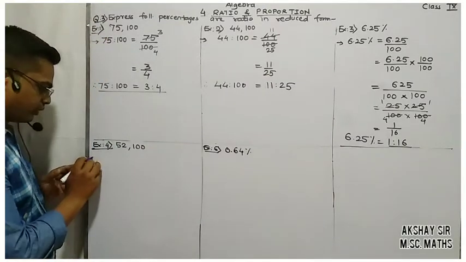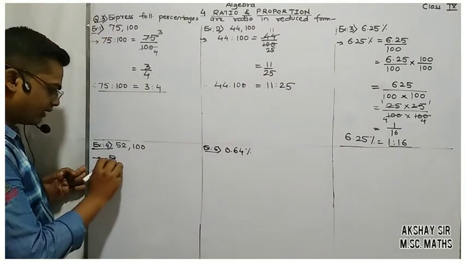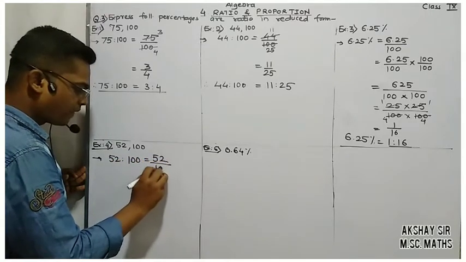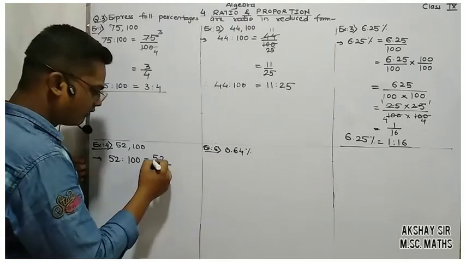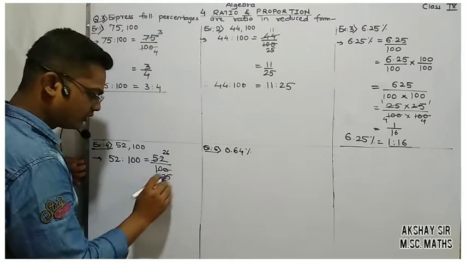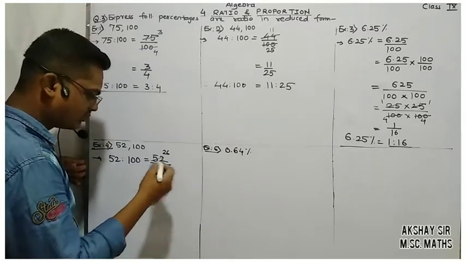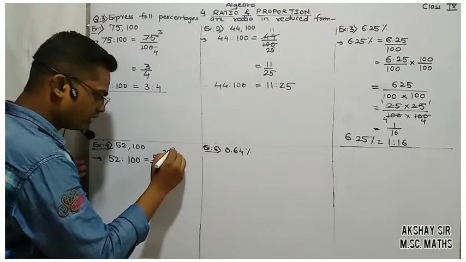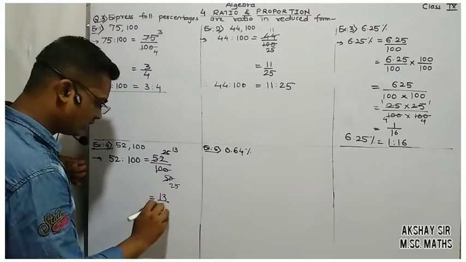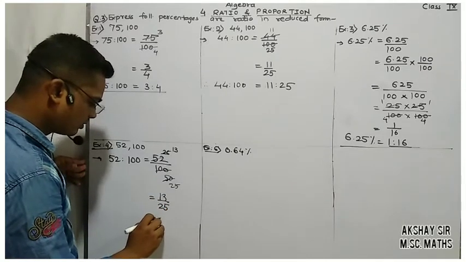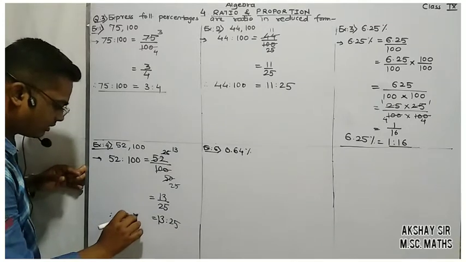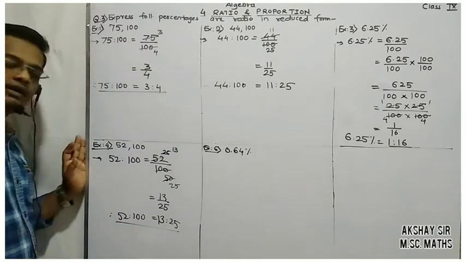Same, next example here: 52 as to 100. So 52 as to 100 is equal to 52 upon 100. I think both are multiples of 2 at first. So 2 26s are 52 and 2 50s are 100. Next, we can still divide it by 2. So 2 13s are 26 and 2 25s are 50. That means it is 13 upon 25. That is 13 as to 25. So therefore 52 as to 100 is the same as 13 as to 25.